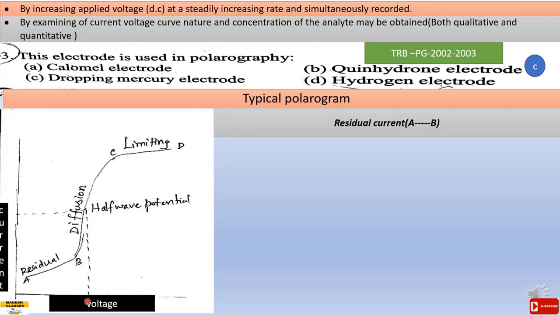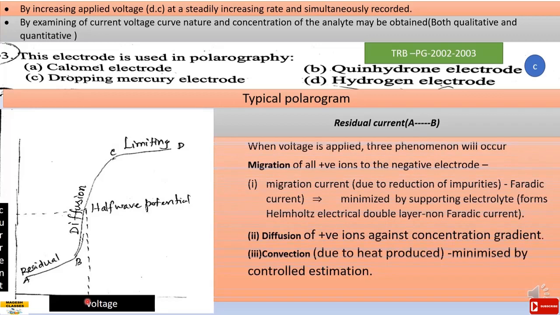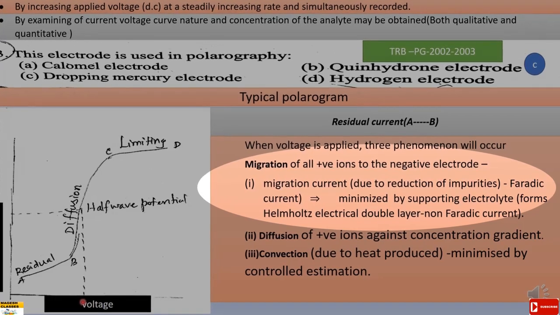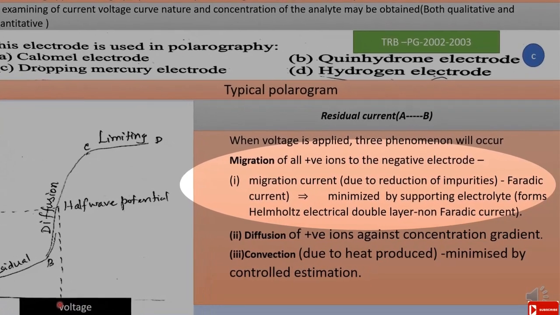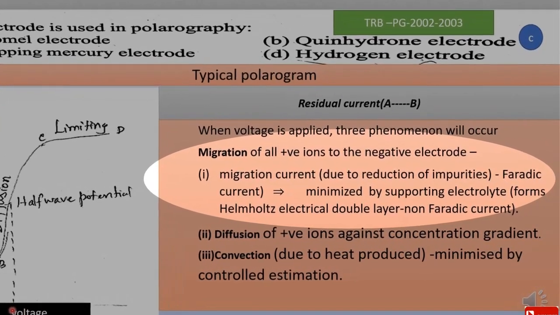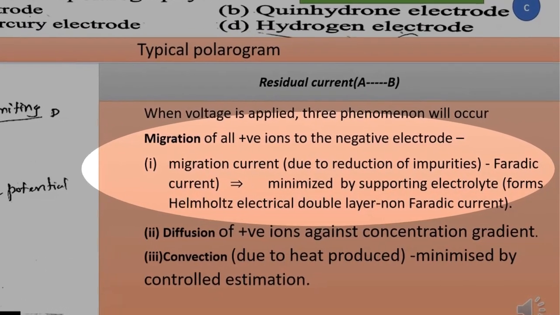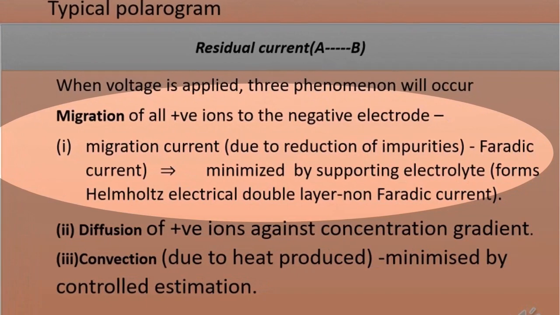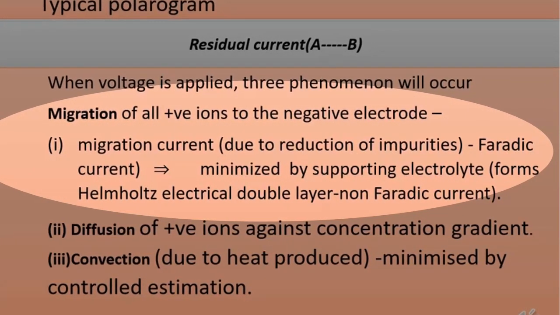I have already told that when voltage is applied, there will be three phenomena. One is migration, that is all positive ions moving to the negative electrode. What are the positive ions present? The positive ions from the analyte and the positive ions from the supporting electrolyte, that is NaCl or KCl. So migration of all positive ions to the negative electrode produces migration currents. Why is this current produced? Because the impurities present in our analyte are reduced. So it is called a Faraday current.